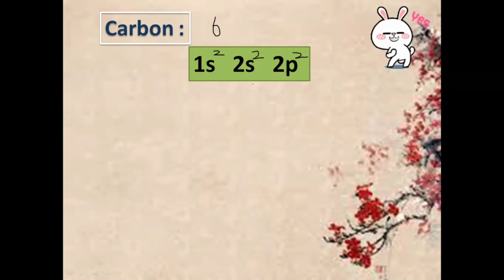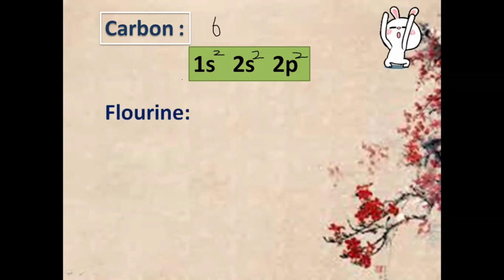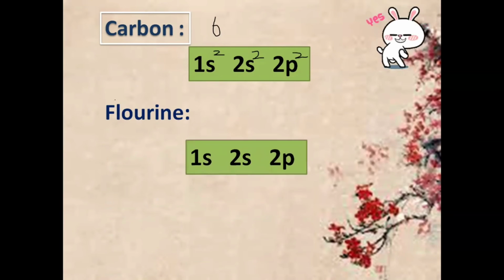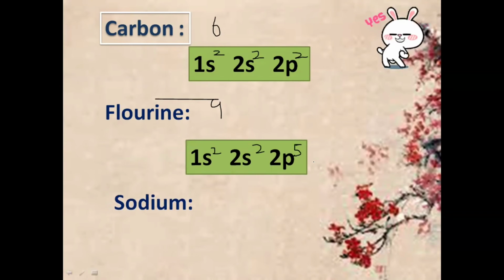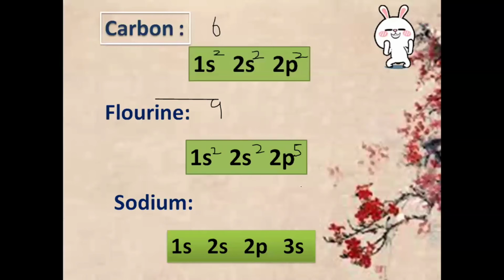Okay. Now let's see for fluorine. Atomic number of fluorine will be 9. Then 1s2, 2s2, 2p5. 2p will be 5. Then what is that? Sodium. What is the sodium's atomic number? Sodium's atomic number is 11.